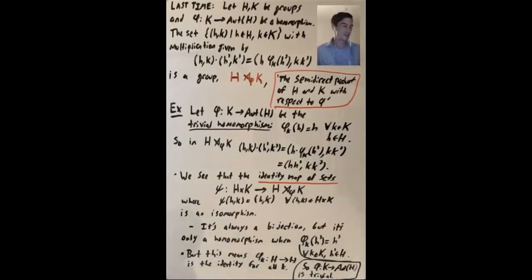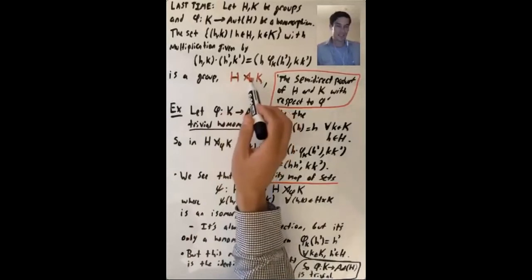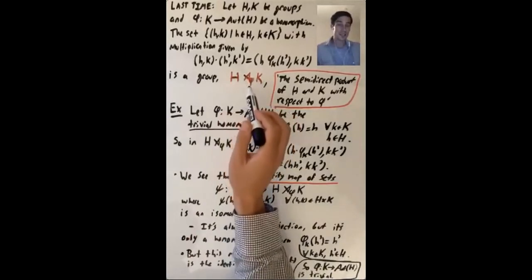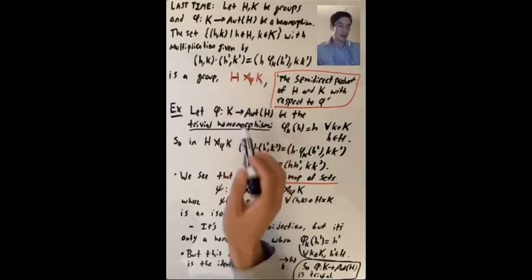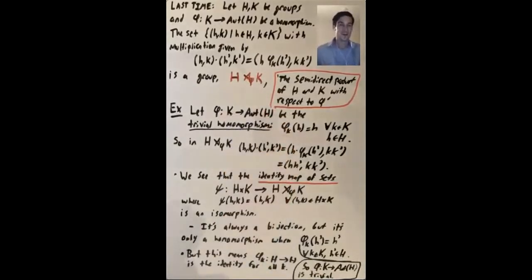Okay, so what are we seeing? We're seeing that the semidirect product with respect to phi is isomorphic to the direct product if and only if phi is the trivial homomorphism. So we'll see some similar things like this. I'll pause and erase, and I'll prove some similar statements and then I'll write them all up together as one proposition.